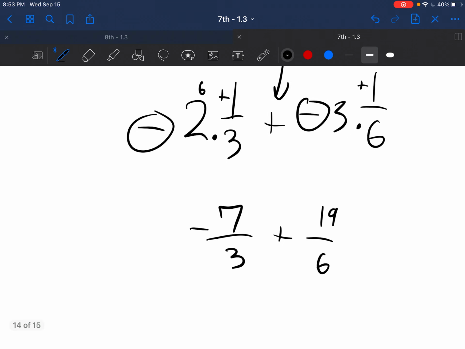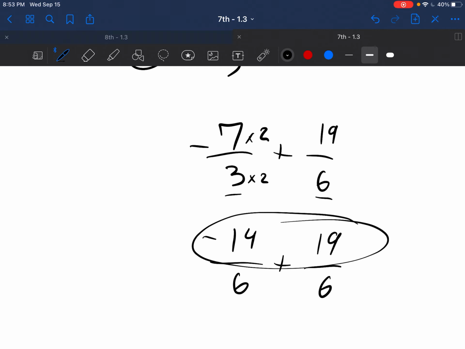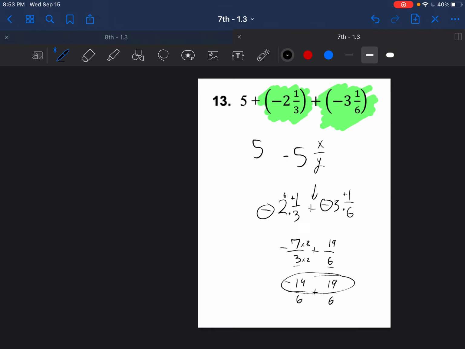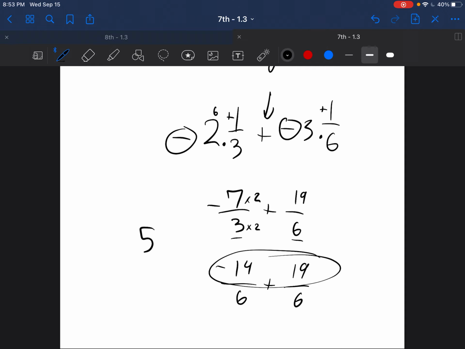19/6. Good. We need to get a common denominator. That common denominator is going to be 6. So times 2, times 2. So now you get -14/6 plus 19/6. Let's add these two together. Well, same sign or different signs? They are different signs. So what do you think we do? 19 minus 14 would give you 5/6.